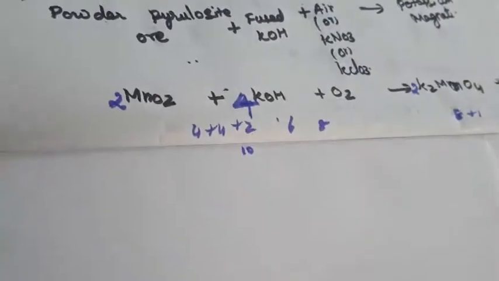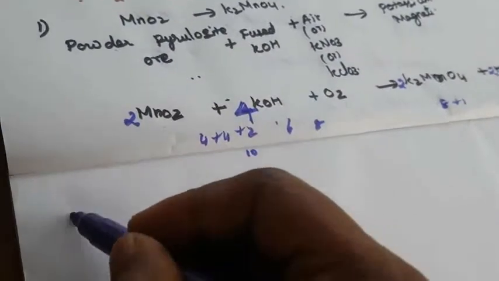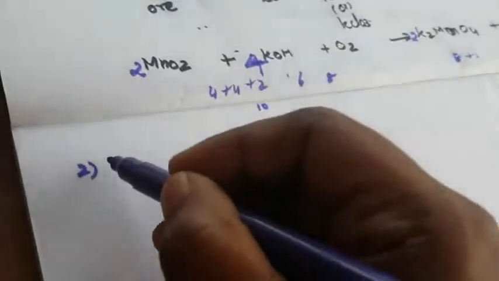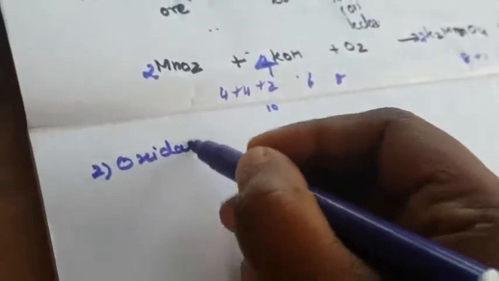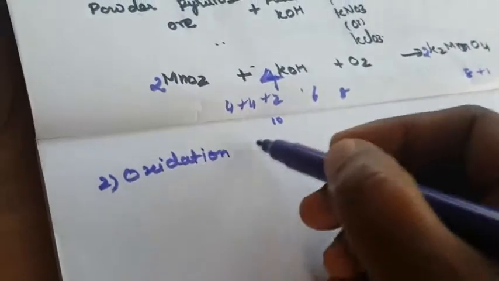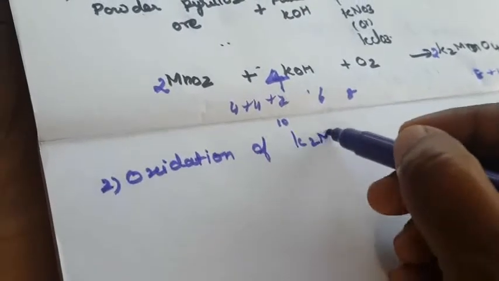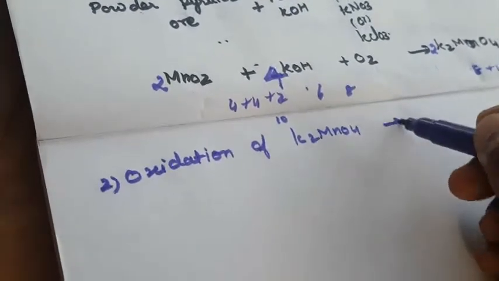Second equation: oxidation of K2MnO4 to KMnO4.